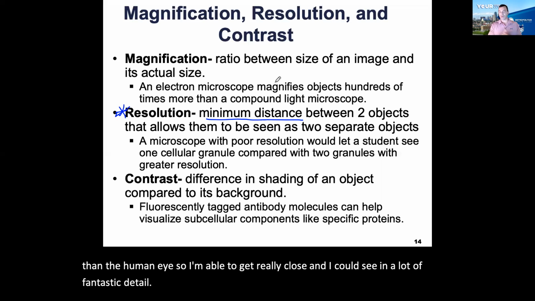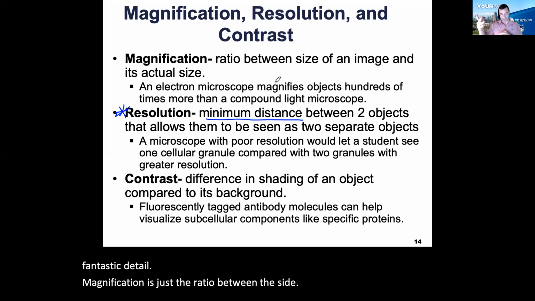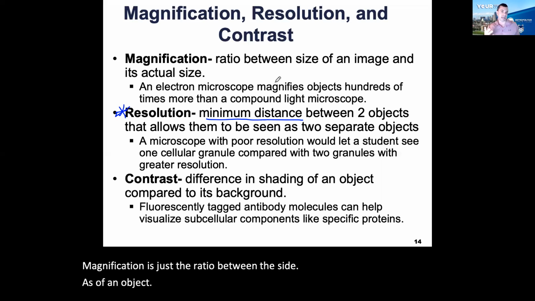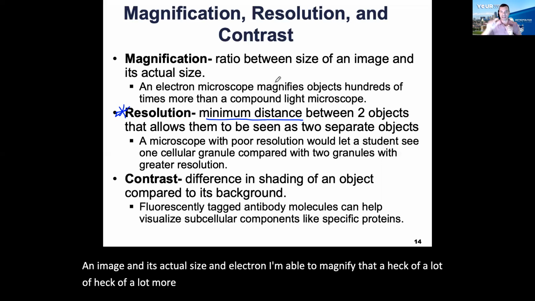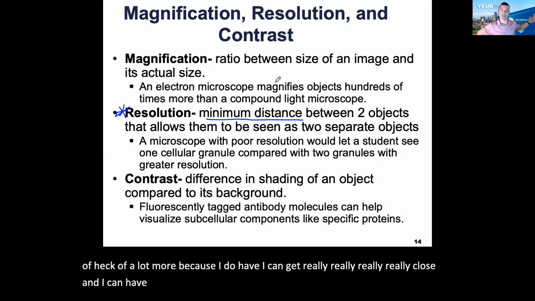Magnification is just the ratio between the size of an object's image and its actual size. In electron microscopy, I'm able to magnify that a heck of a lot more because I can get really, really close, and I can have fantastic resolution. So it's able to magnify the image a heck of a lot better.